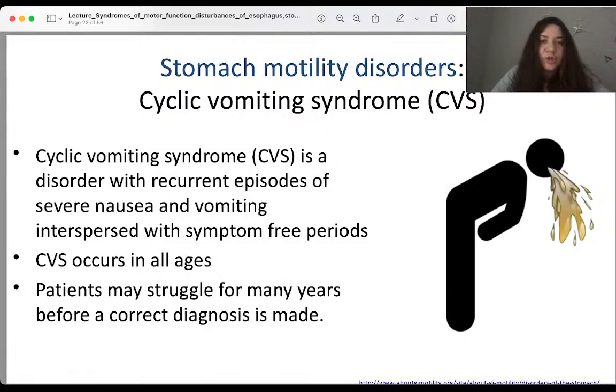Another syndrome for today is cyclic vomiting syndrome. Cyclic vomiting syndrome is a disorder with recurrent episodes of severe nausea and vomiting interspersed with symptom-free periods. Cyclic vomiting syndrome occurs at all ages. It can be in children, it can be in adults, it can be in aged people. Patients may struggle for many years before a correct diagnosis is made.